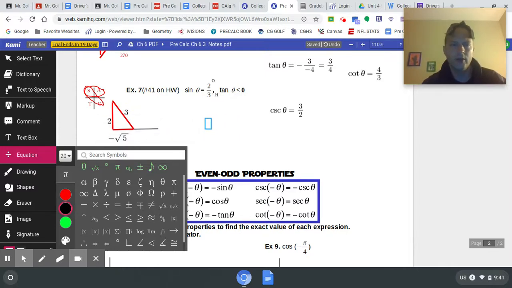So we're ready to go. We got cosine of theta is equal to negative root 5, and that's divided by my hypotenuse. If I know him, then I know his buddy. His buddy is secant, and that's just flippy flop. That's H over A. I'm going to have 3 divided by negative root 5.